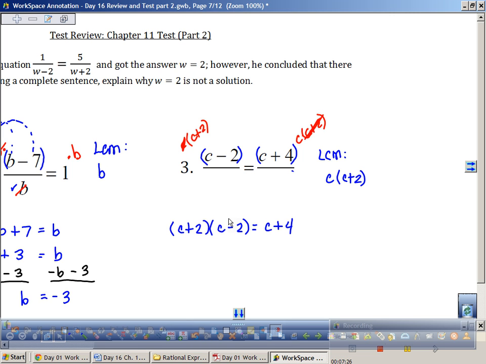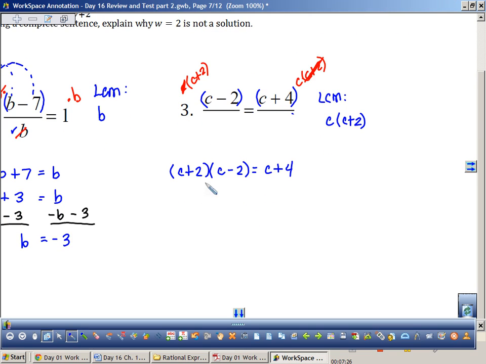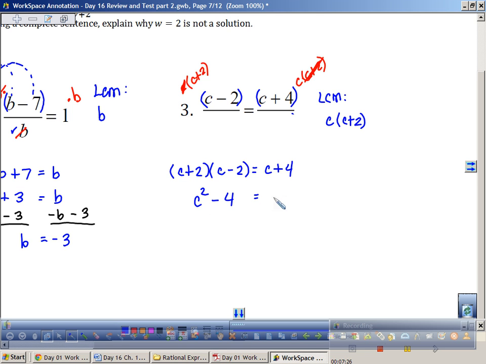Anybody see something interesting there? Nobody sees it? It's the difference of 2 squares. If you didn't see that, you'd have to use a box and multiply or FOIL it, right? But luckily, somebody saw that's the difference of 2 squares. If that's the difference of 2 squares, then what is this? C squared minus 4. Oh, thank you. That would have been bad. I've got a C times C plus 4.